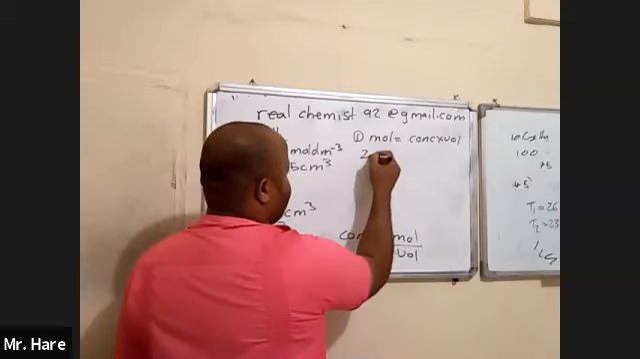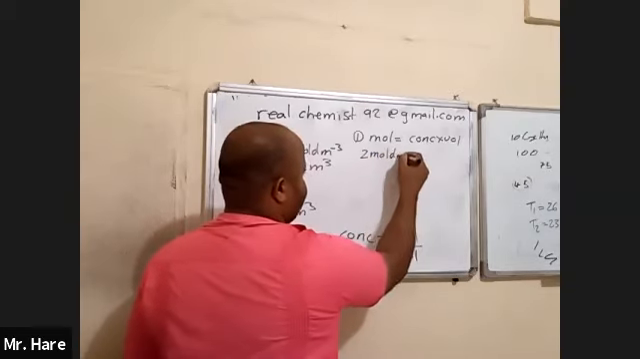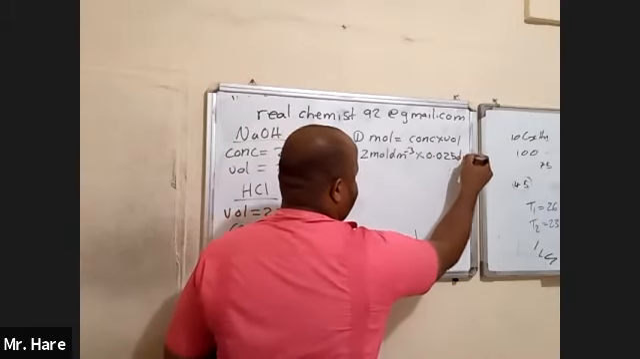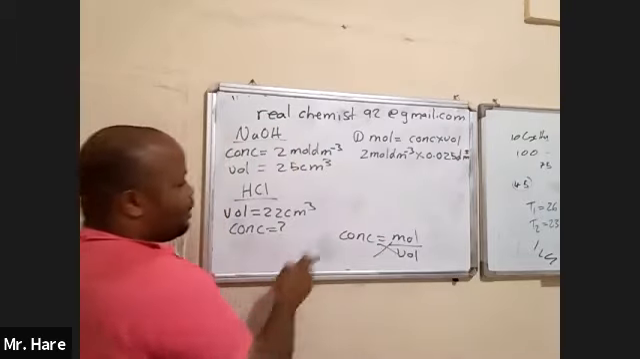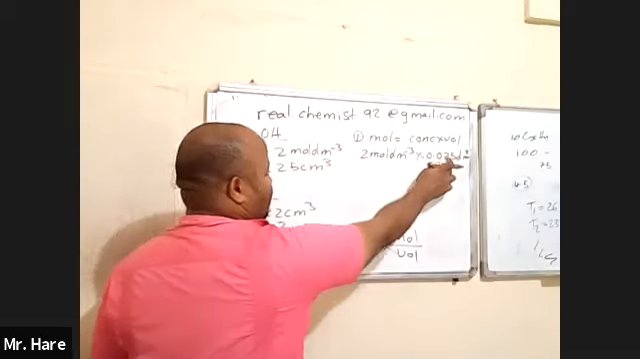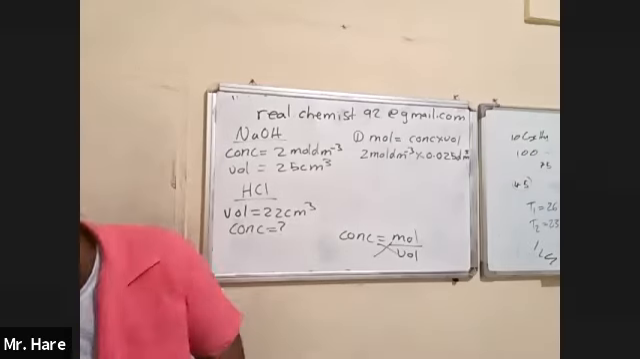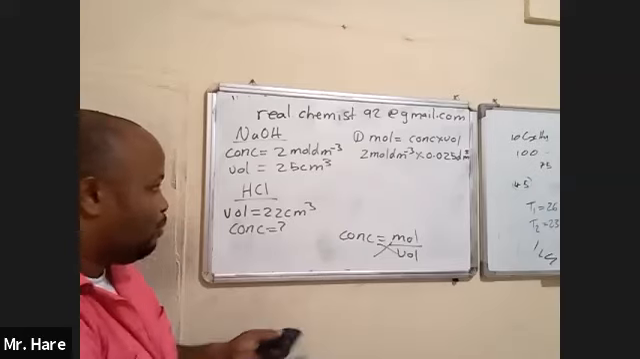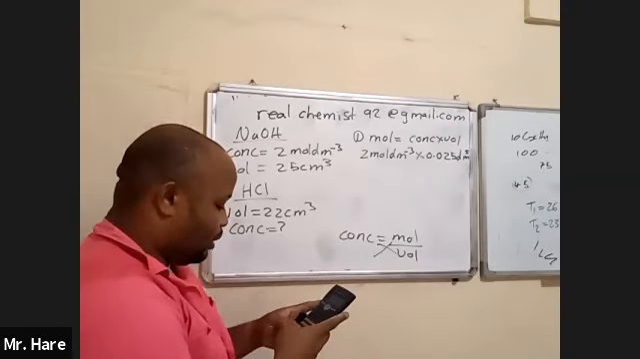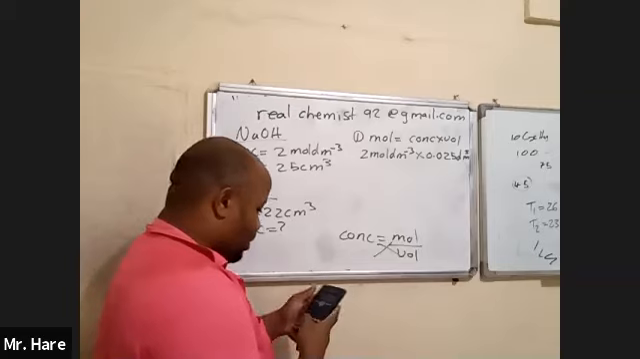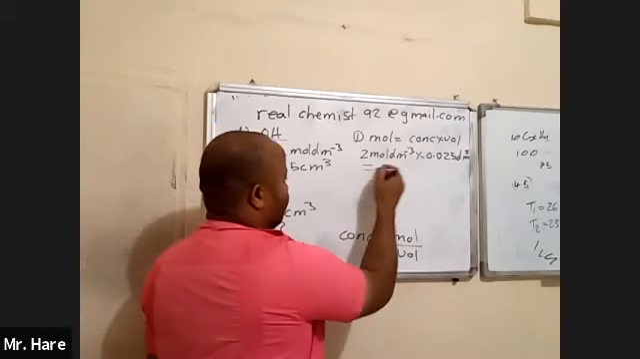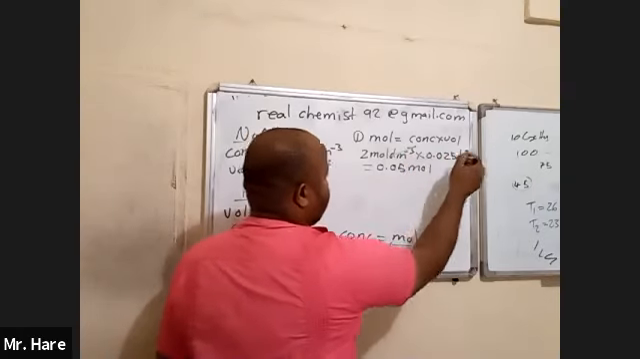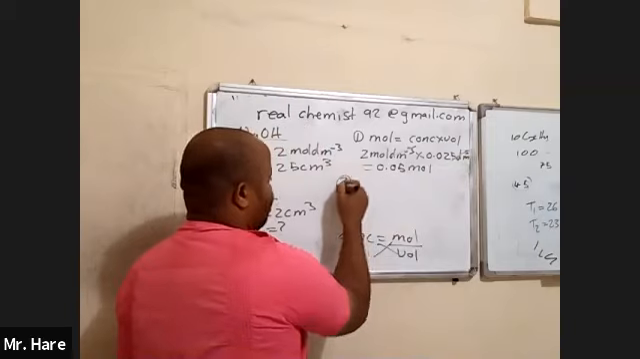So it's going to be 2 moles per dm cube times 0.025 dm cube. So we're converting the cm cube to dm cube. And remember, 1000 cm cube is equal to 1 dm cube. So 2 times 0.025, we get 0.05 moles. All right.